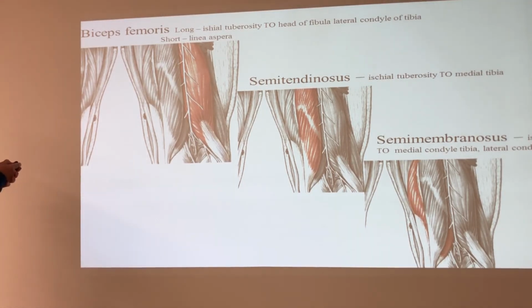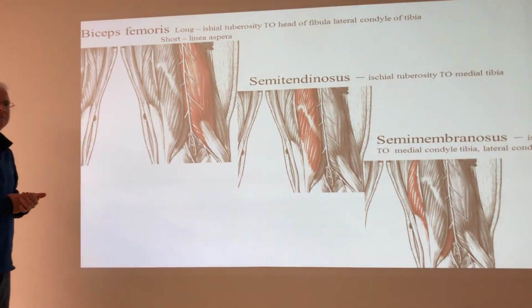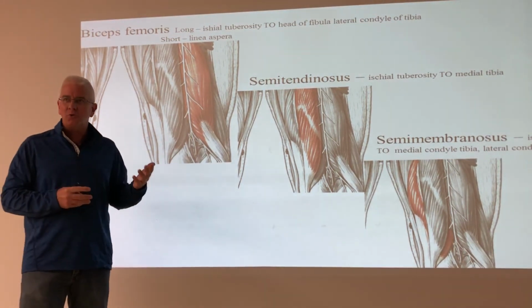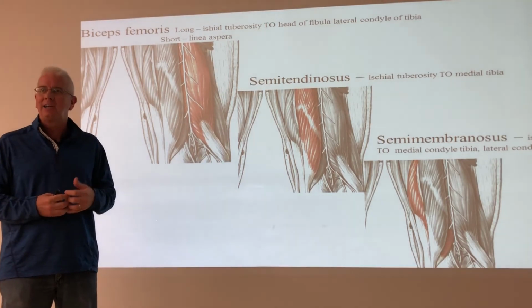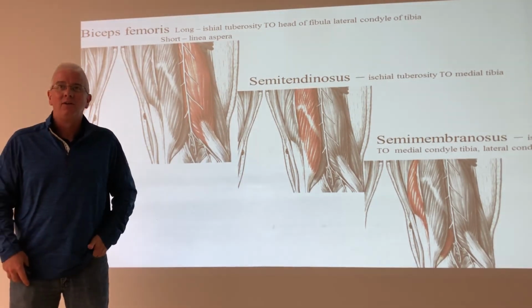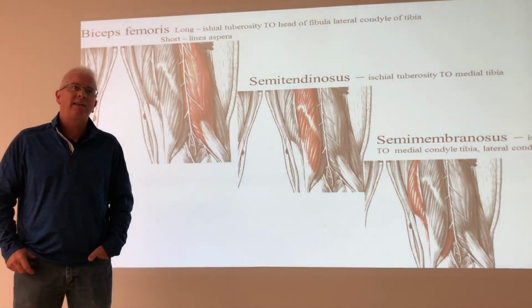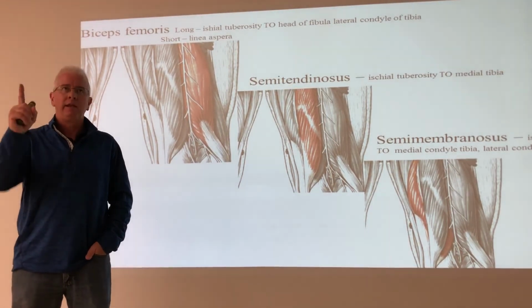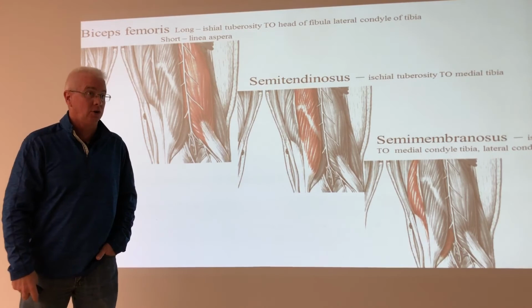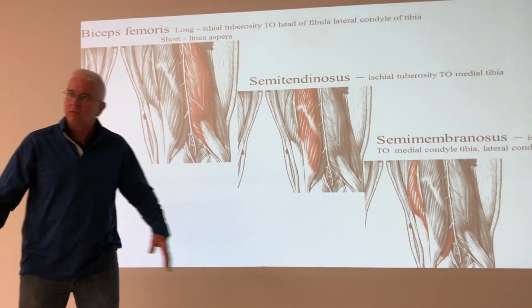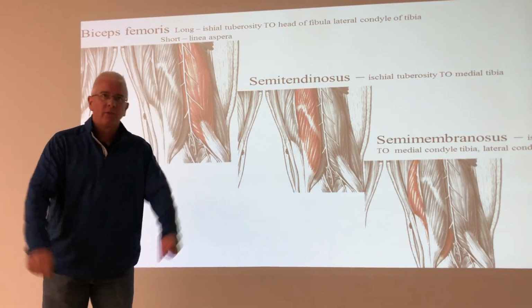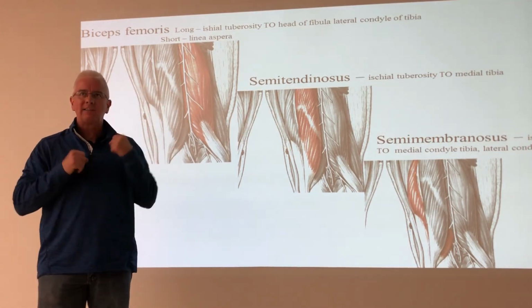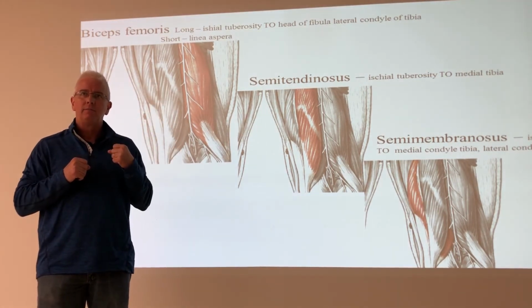The short head of the biceps femoris goes to the linea aspera. Okay, so what can I do? What kind of joint actions can I do with my muscle attachments to the linea aspera? When I showed you the bone, I said this: the linea aspera is the adductor attachment. Adduction. So adduction, we move the leg this way. You are pulling on the linea aspera to do that.